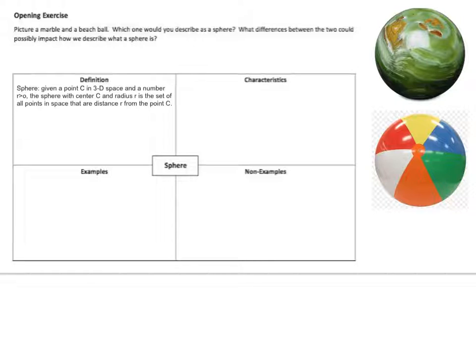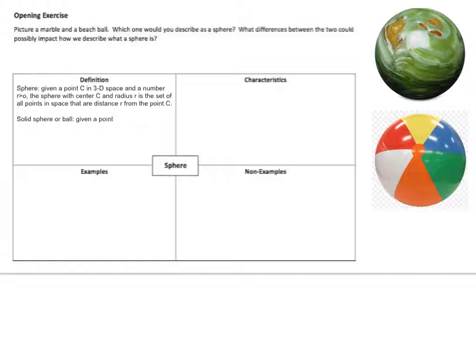All right, a sphere. A definition of a sphere: given a point C in 3D space and a number r greater than 0, the sphere with center C and radius r is the set of all points in that space that are a distance r from the point C. Now we can keep going with our definition and talk about a solid sphere or ball.